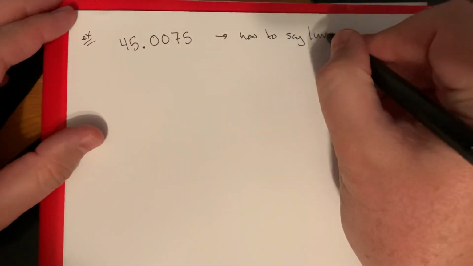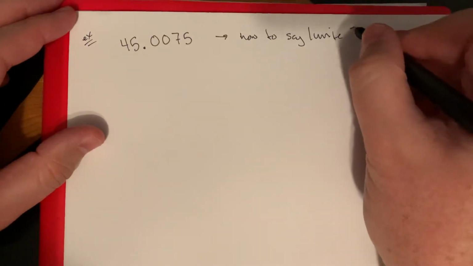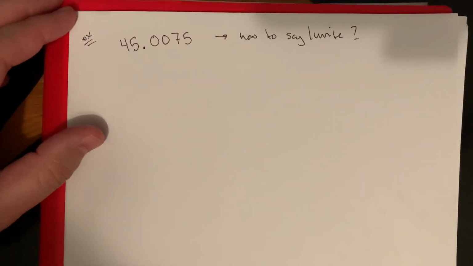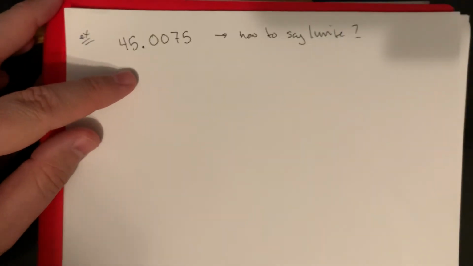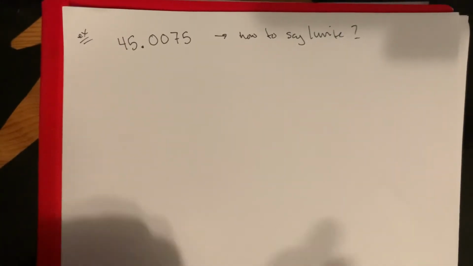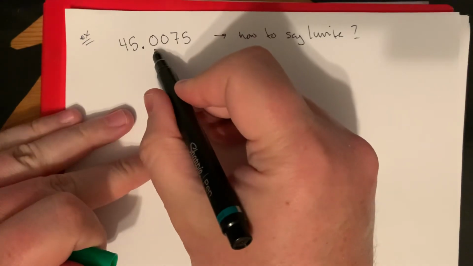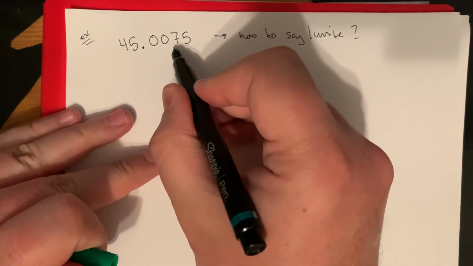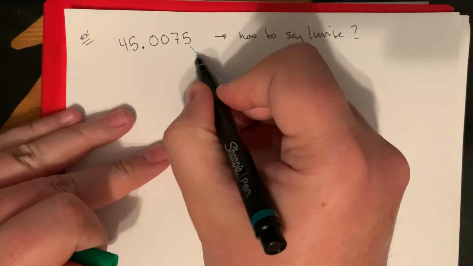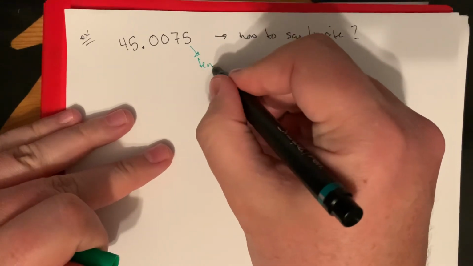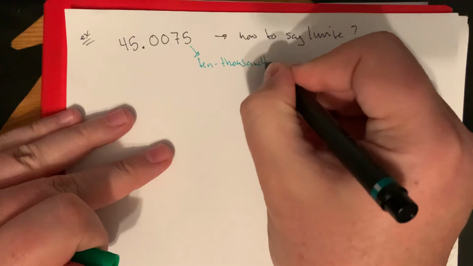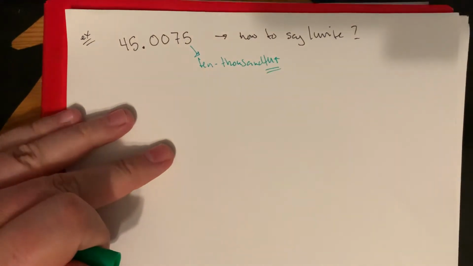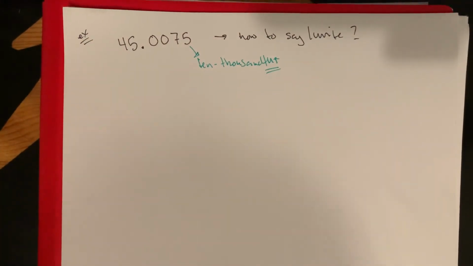So how do we say or write this number? So this is 45.0075. We need to watch the place values. So this is tenths, hundredths, thousandths. 4 decimal places is going to be 10 thousandths, right, with a TH.